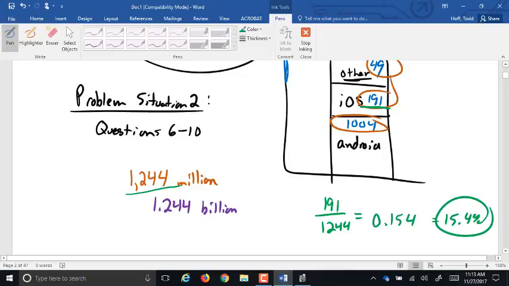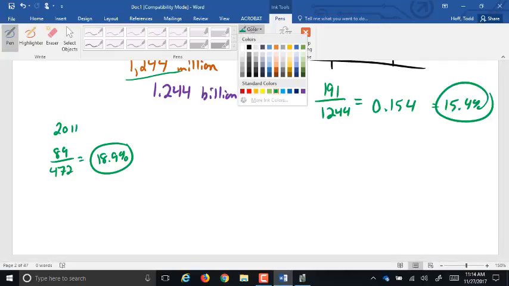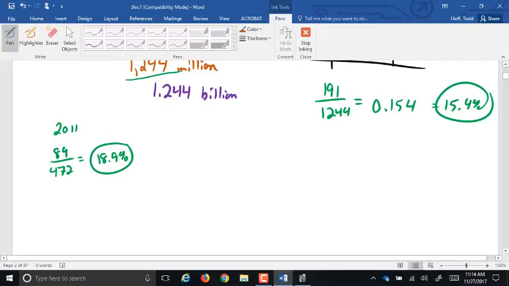Number 7. Out of the 5 given years, in which year was the percentage of smartphones for iOS the greatest? So they want us to find the percentage for each year. So in 2011, it was 89 out of, oh boy, 472. So that gave us 18.9%. Does that look right to you guys?